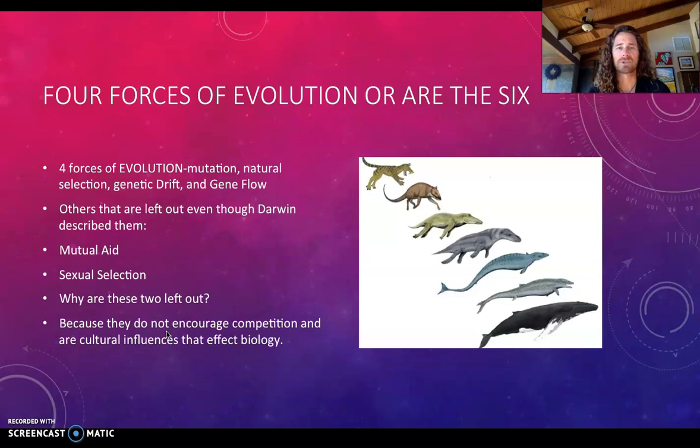And really my question here is why is mutual aid left out of the conversation? Why is it that science has chosen these 4 forces rather than adding in these other 2? A lot of you probably came to the conclusion that it's because they're not encouraging competition, right? That it's actually a group social goal rather than an individual level goal.